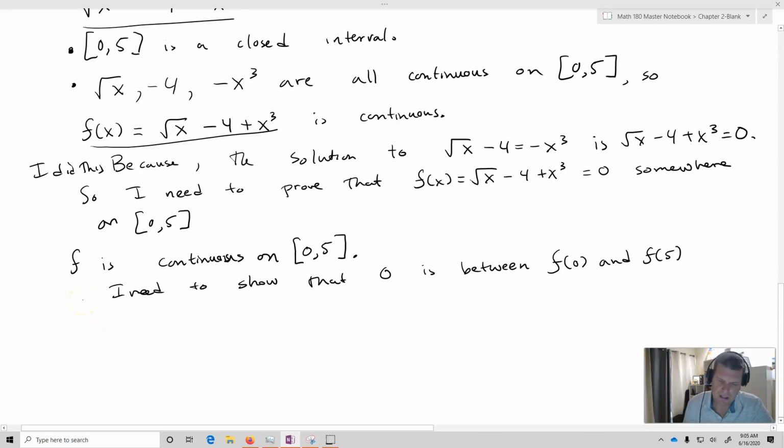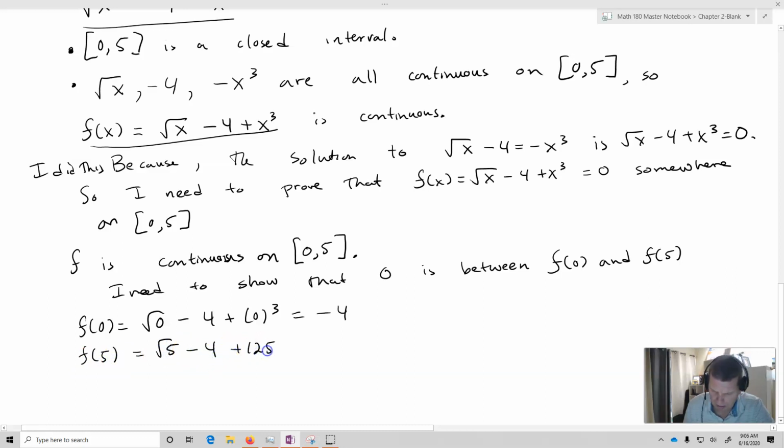So all I've got to do then is just plug in 0. f of 0 is going to equal the square root of 0 minus 4 plus 0 cubed, excuse me, which equals negative 4. And f of 5 is going to equal the square root of 5 minus 4 plus 125, which is greater than 0. So it's positive, strictly greater than 0. I don't even need to know what it is. So 0 is between f of 0 and f of 5.